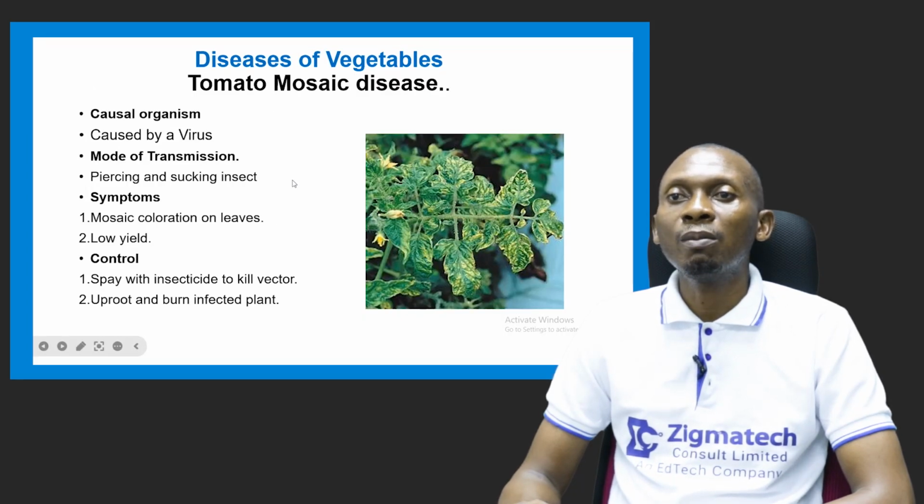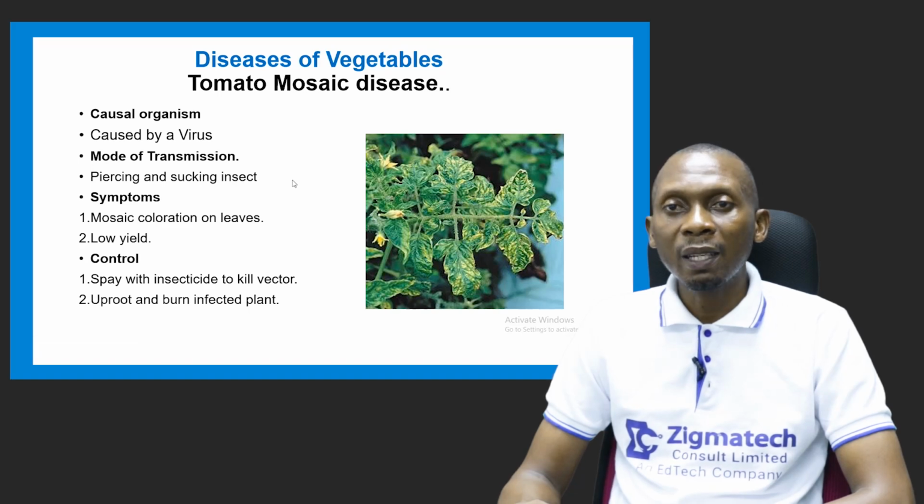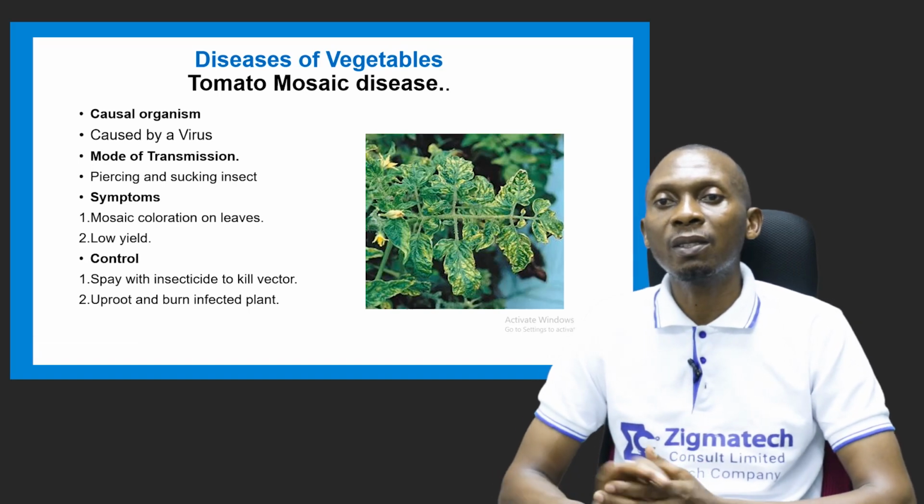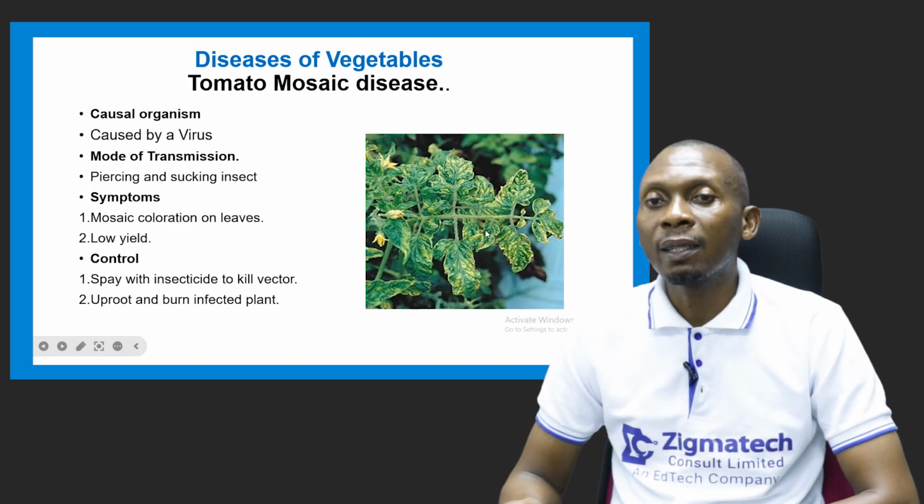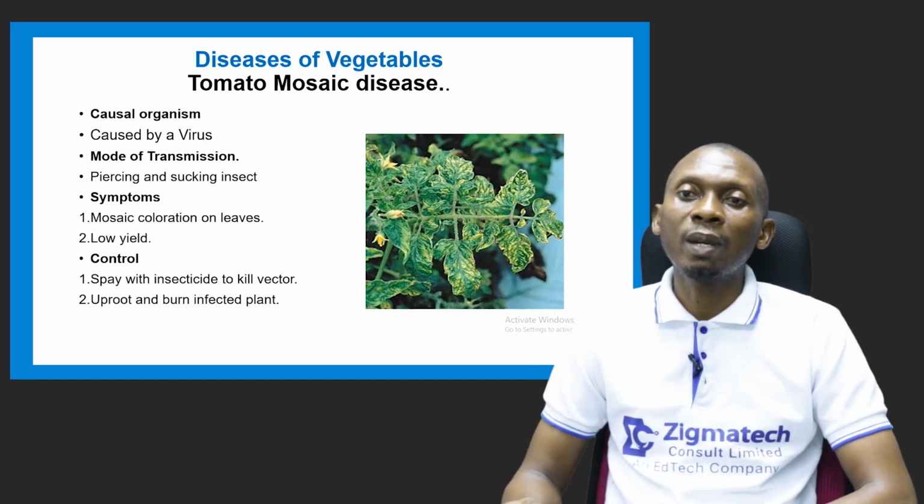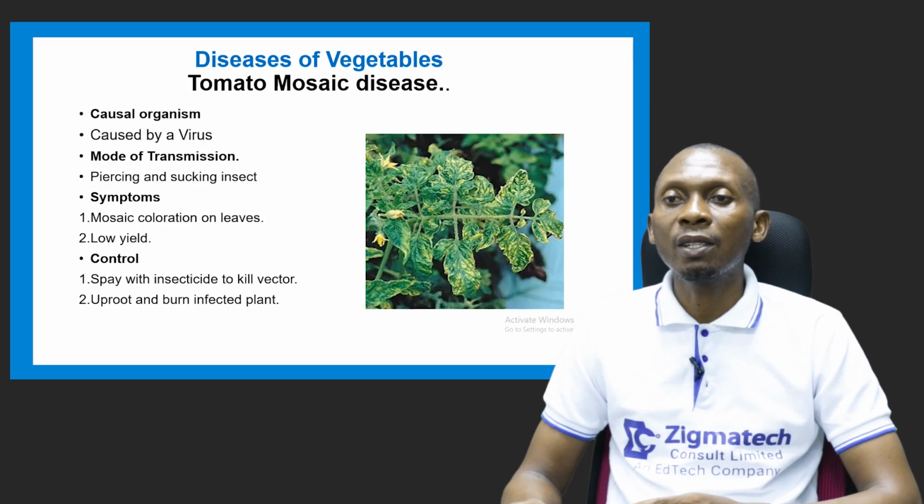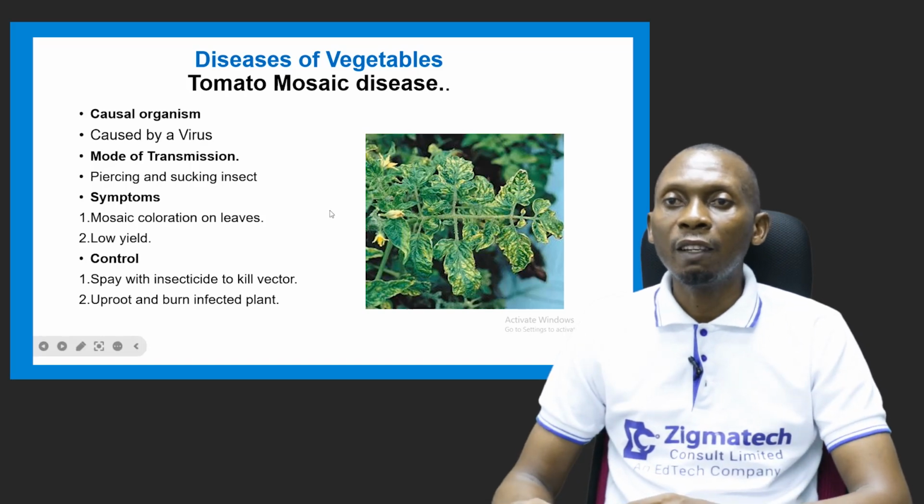We have tomato mosaic disease caused by a virus, and the mode of transmission is piercing and sucking insects. And of course, there's mosaic coloration on the leaves, as you can see, low yield as well, and it's controlled by getting rid of the insects, by killing the vector using insecticides, and you can also uproot and burn infected plants.